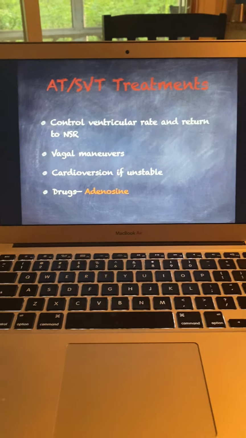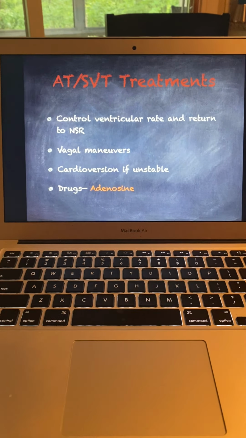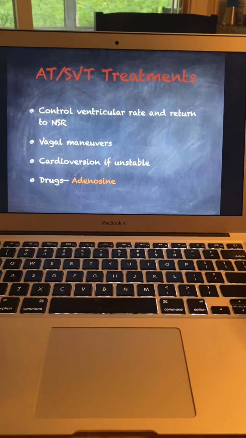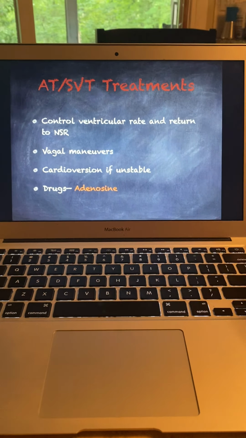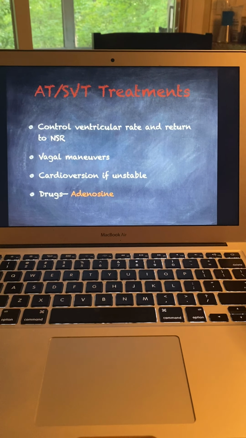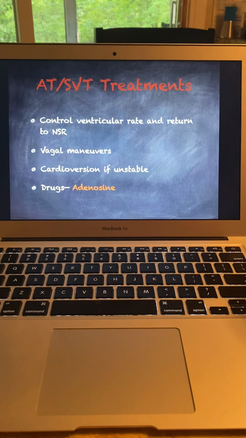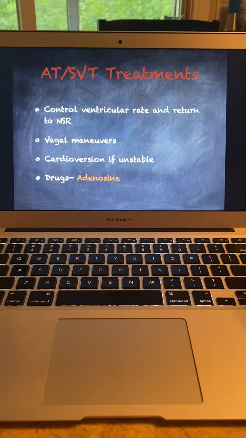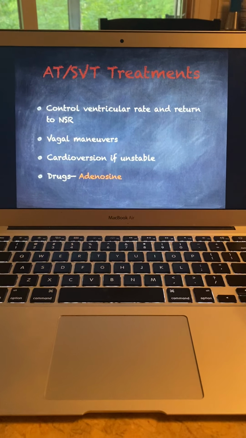If your patient is unstable and they have SVT and those vagal maneuvers aren't working, you can always cardiovert them, meaning you put on the defibrillator pads, and instead of defibrillating the patient, you sync up the machine to their R to R, and that way you can cardiovert them out of that rhythm.